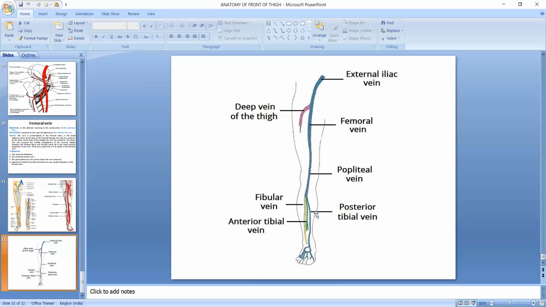The anterior part of the thigh, the front of the thigh we can see, and we have discussed the anatomy of the front of the thigh involving the different aspects.